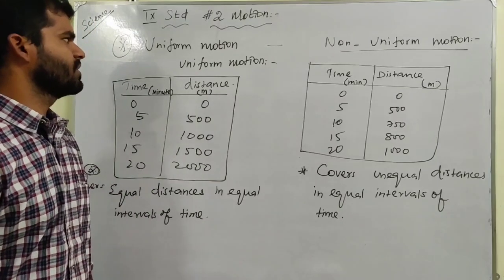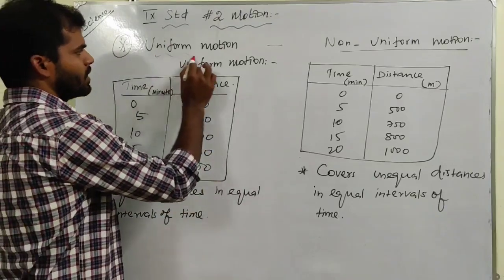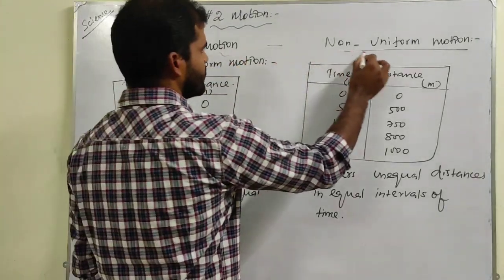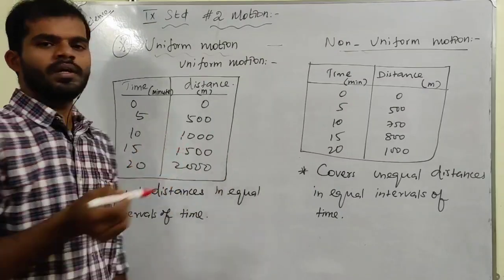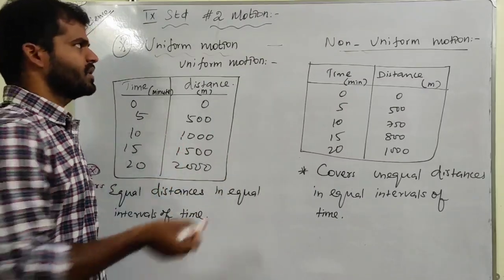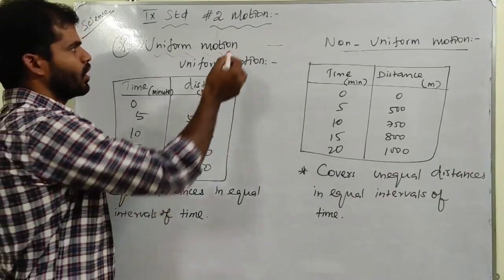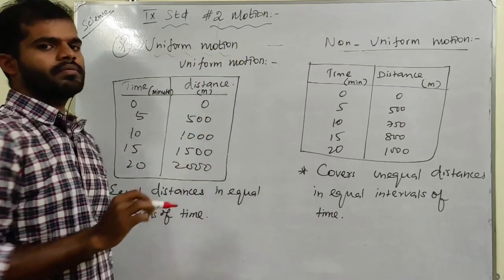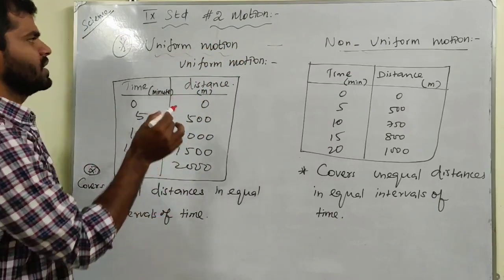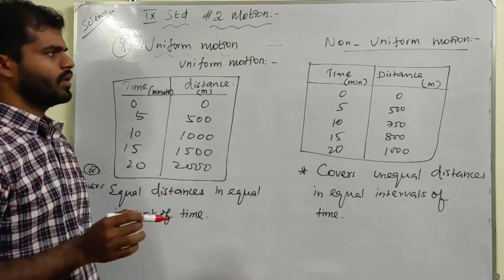Okay, now we are going to discuss uniform motion and non-uniform motion. It's a very simple topic as you have learned about motion, right? What is motion? Anything that changes its position with respect to its surroundings is called motion, that we have seen in the last session, and we have seen the various types of motion, right? Now we are going to discuss uniform motion and non-uniform motion.